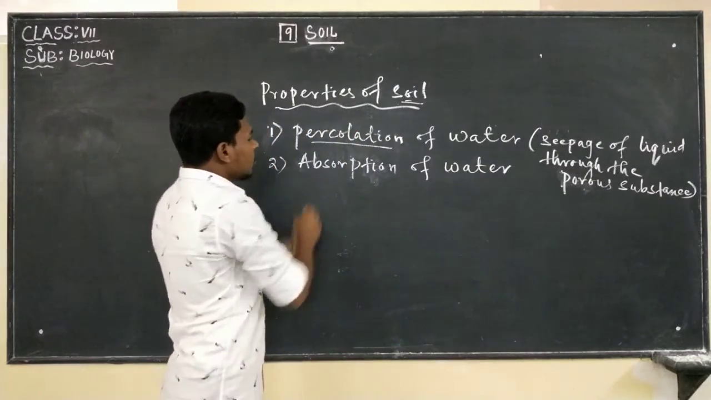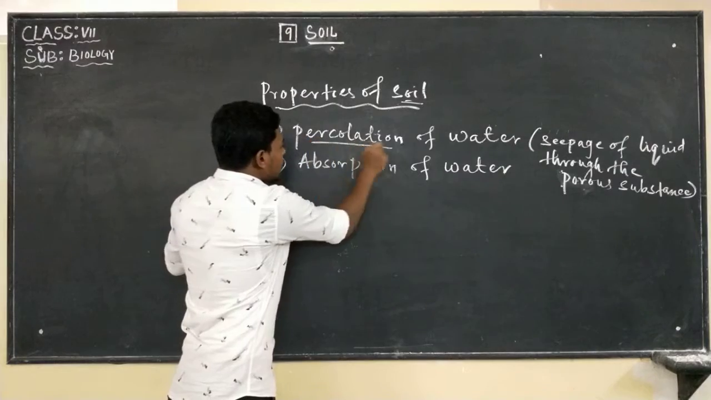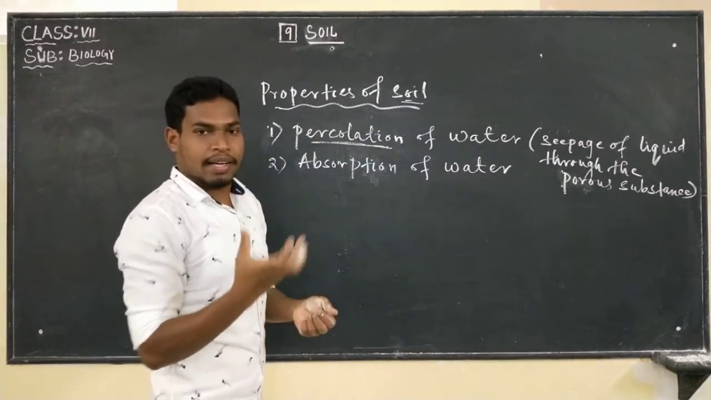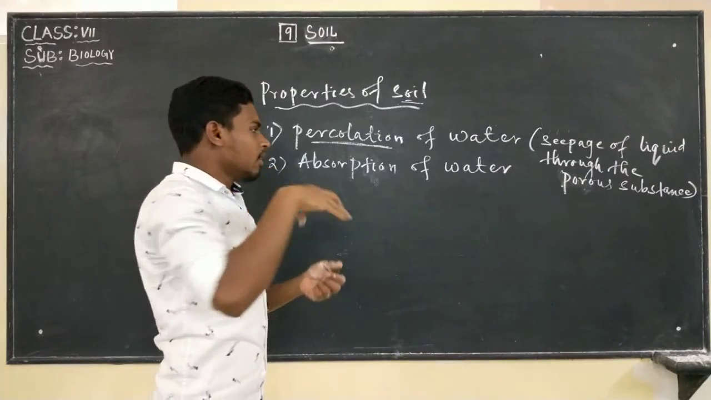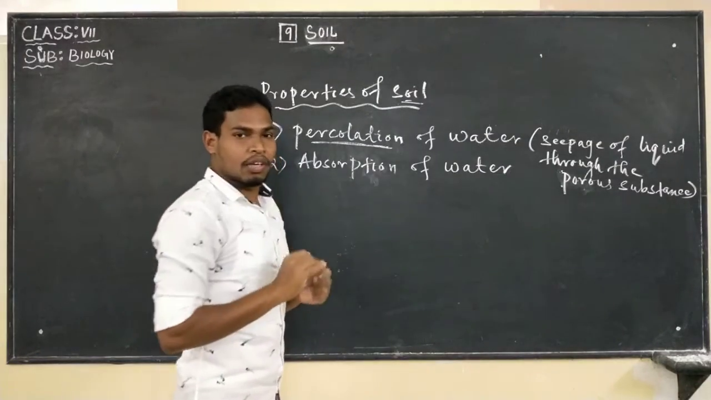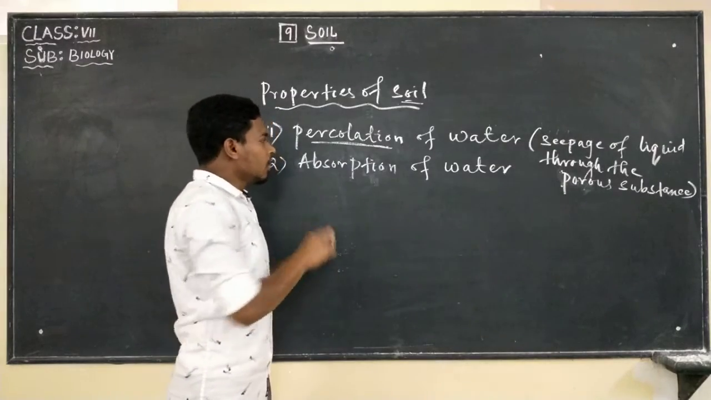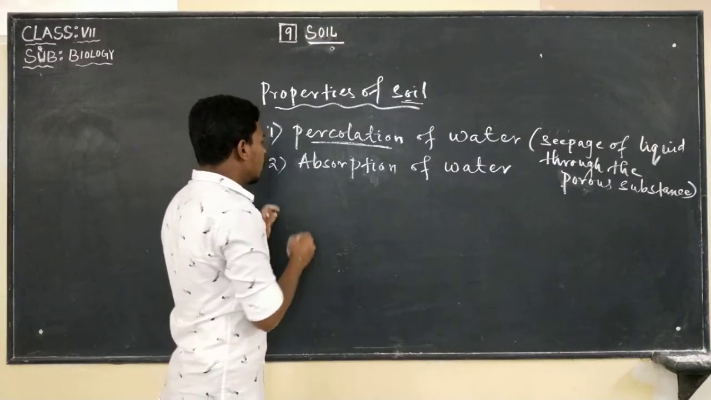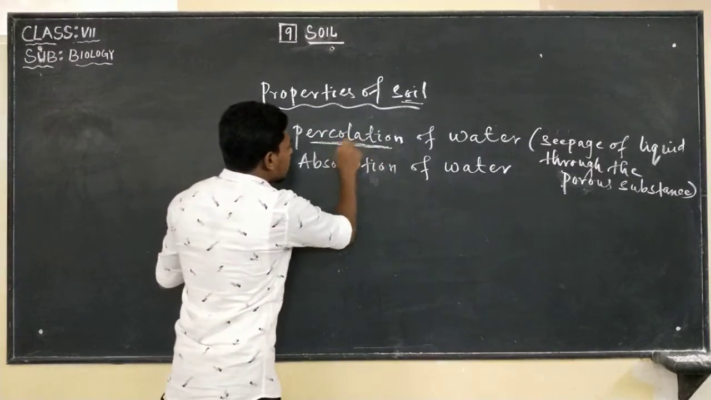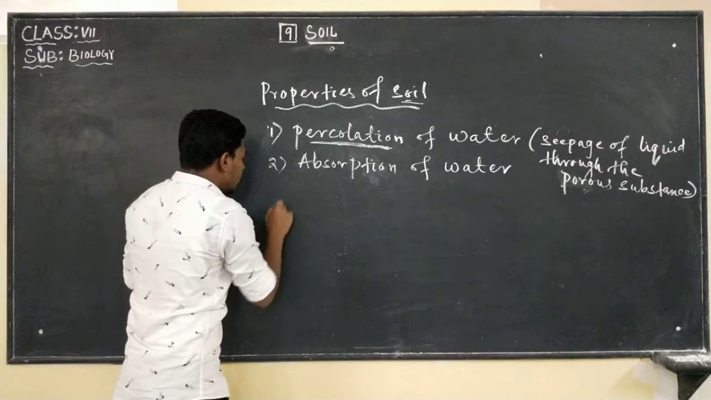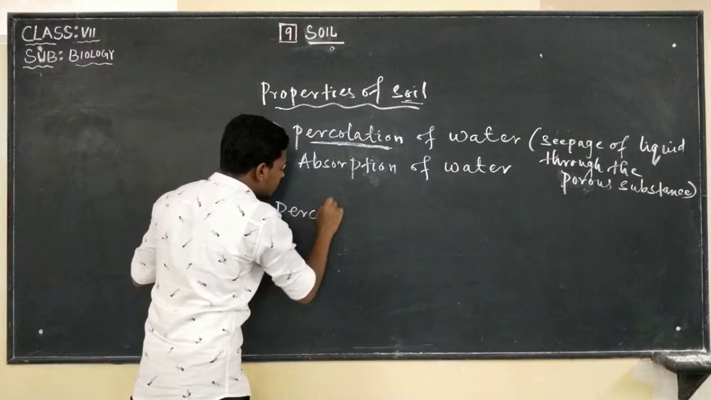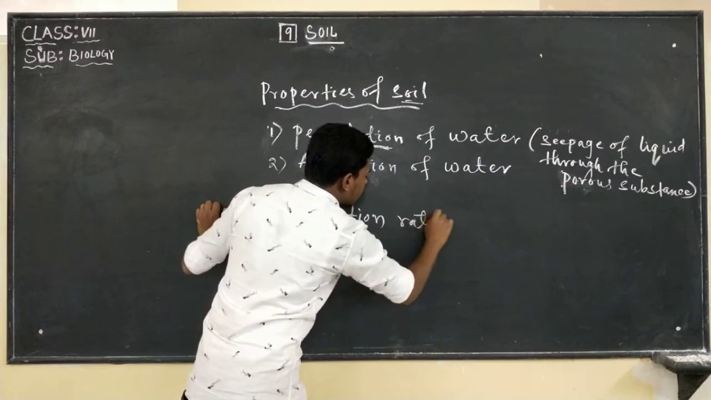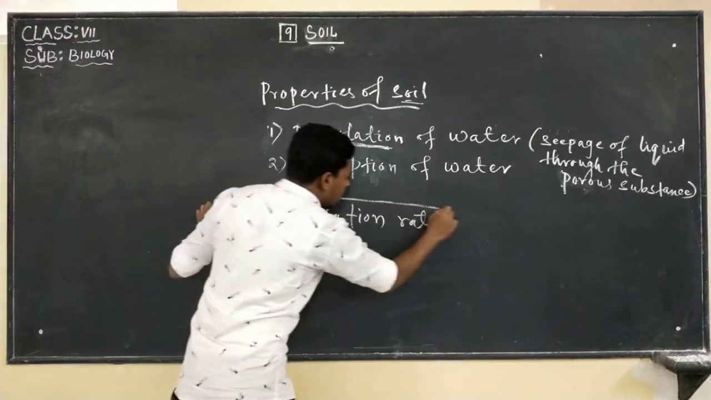So for example, how much water is going into the three different soils, we need to understand by a formula. We will call it the percolation rate.